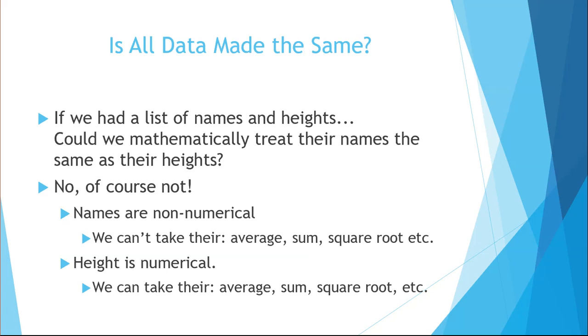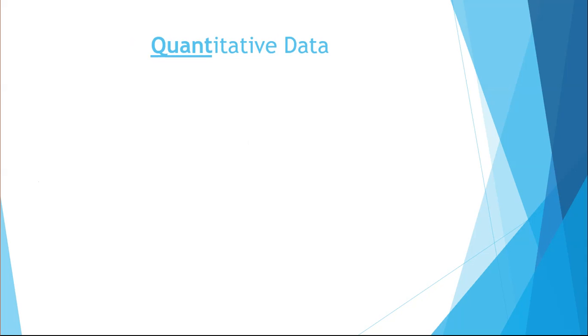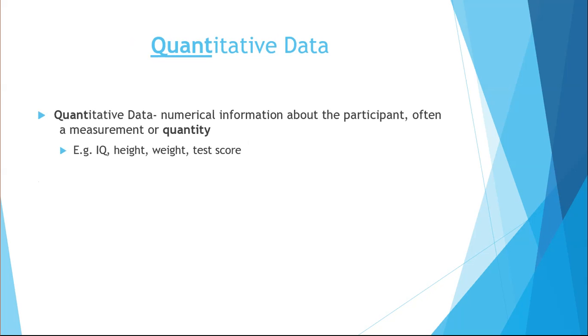Numerical and non-numerical data have specific names. Height is known as quantitative data, meaning it is numerical in nature. It tells us how much or how many. It is a measurement or quantity of a variable.